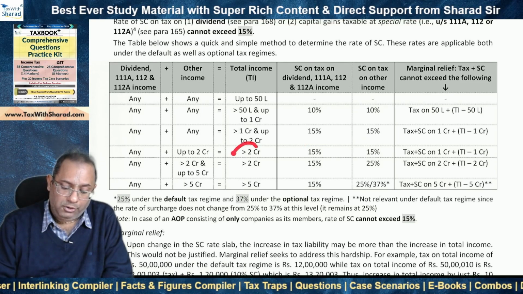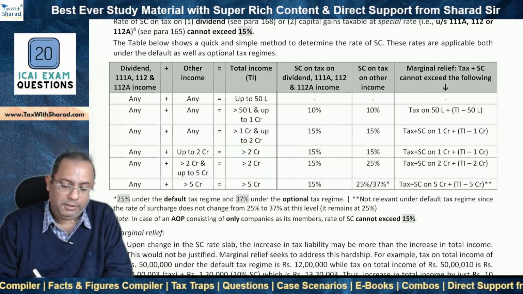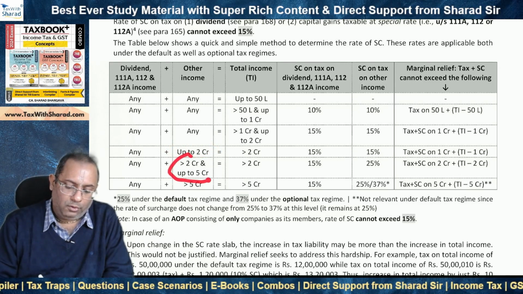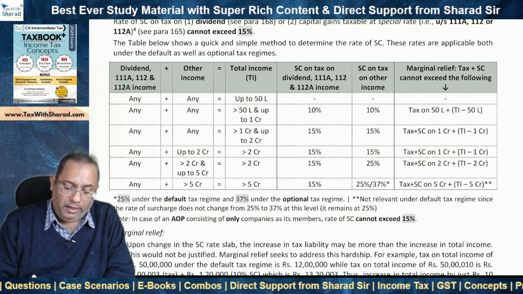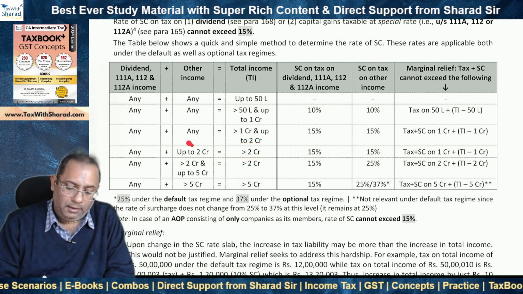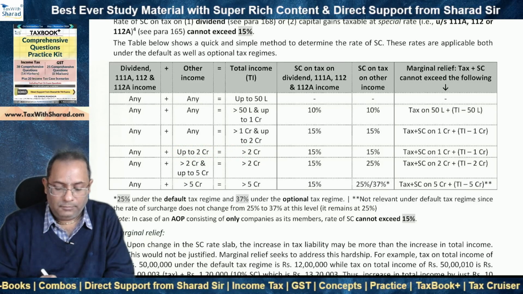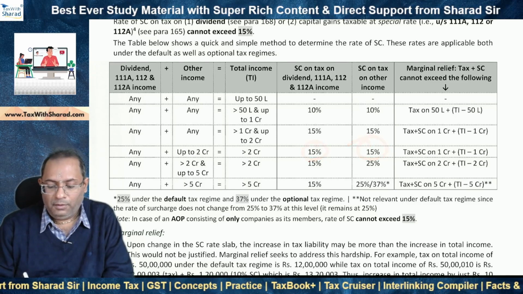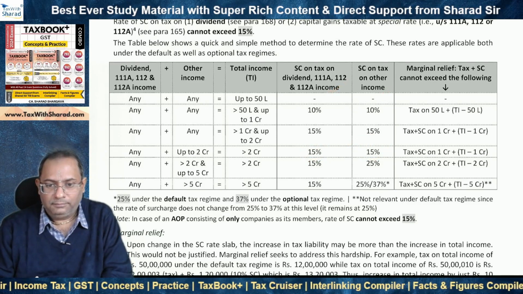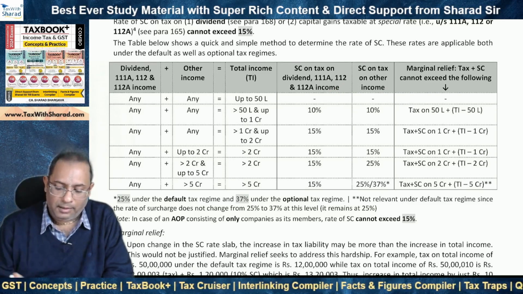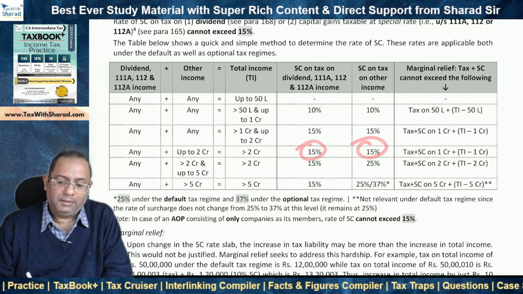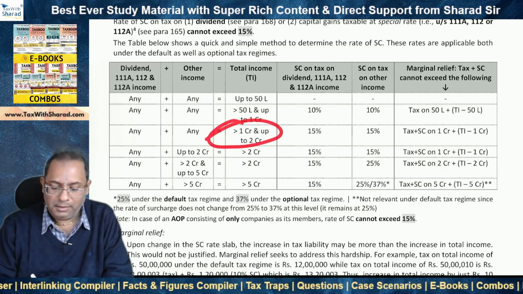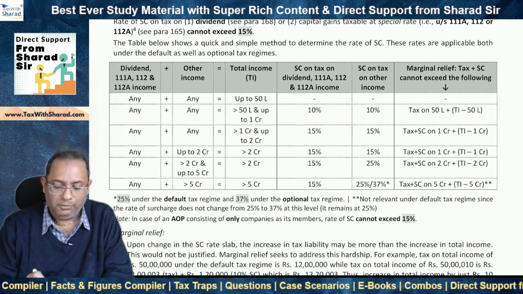If the total income exceeds 2 crore, two situations are possible. Either the other income is up to 2 crore or it is more than 2 crore and up to 5 crore. So where the total income is more than 2 crore and the other income is up to 2 crore, rest being special income, then the rate of surcharge again continues to be 15% on tax on special income as well as on the other income. So the entire tax on total income, the rate of surcharge becomes 15%. This is the same rate as was applicable to this particular case, where the total income was more than 1 crore and up to 2 crore.